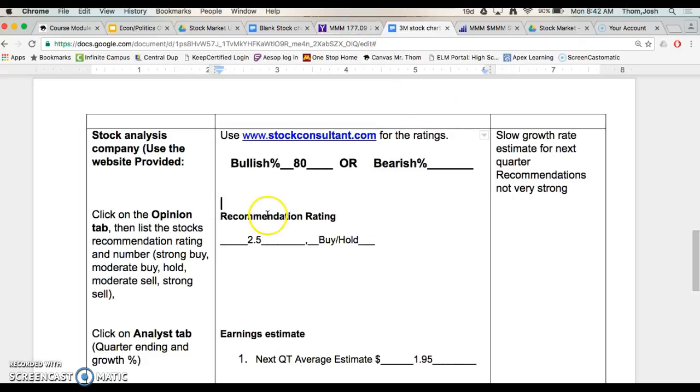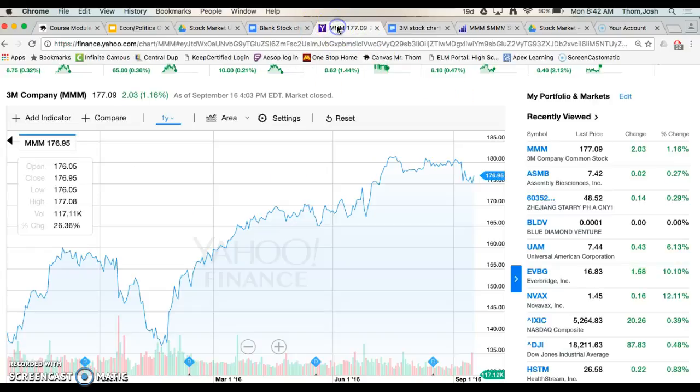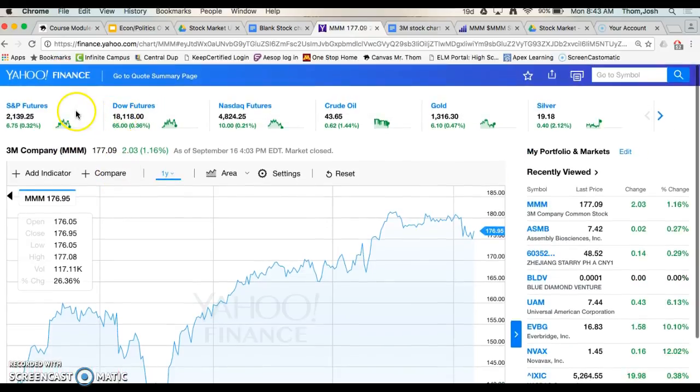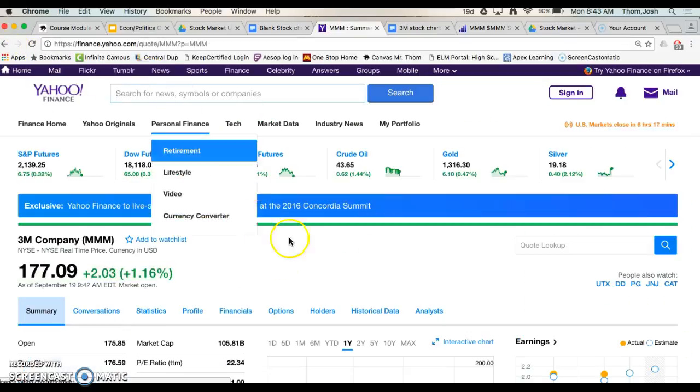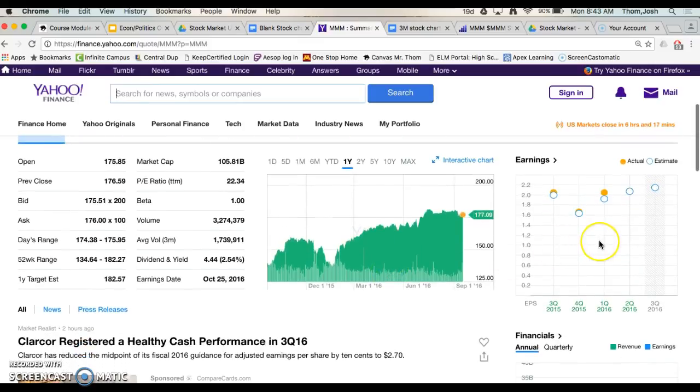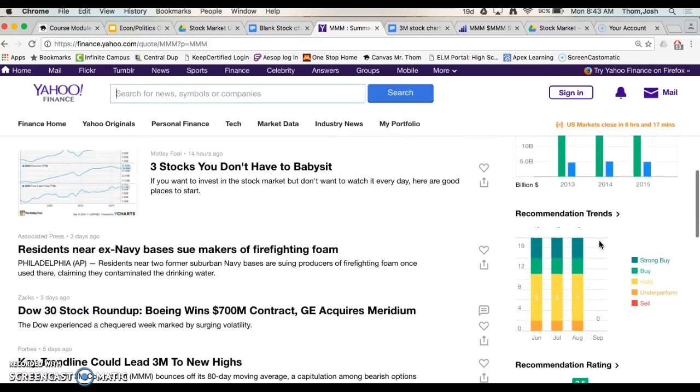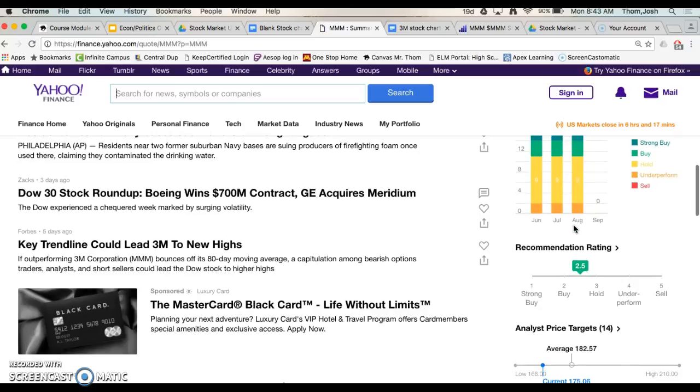So to find the recommendation ratings, you just need to go to their homepage or stay at their summary page. I've got to figure out how to get back there first, though. There we go. Go to quote summary. On the right-hand side, if you scroll down a little bit, you're going to find the recommendation trends. And currently, this is leaning towards more of a strong buy.